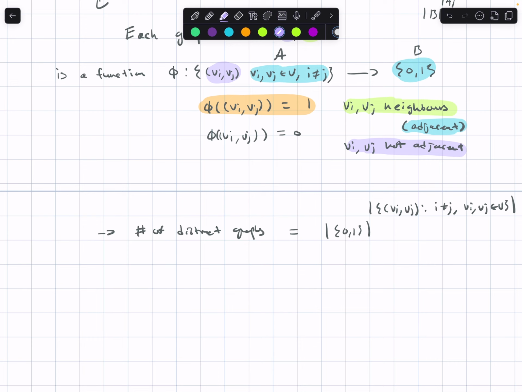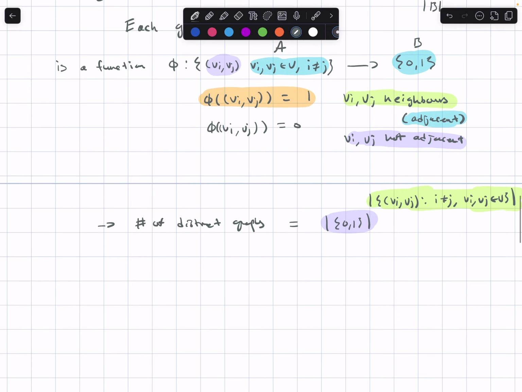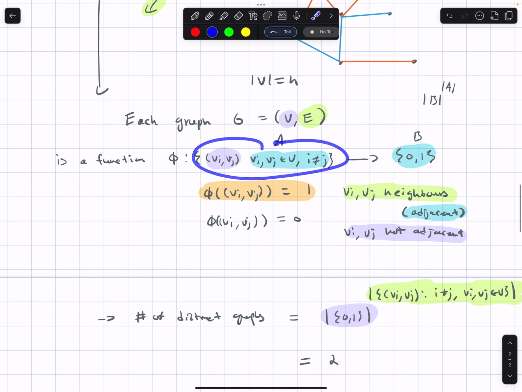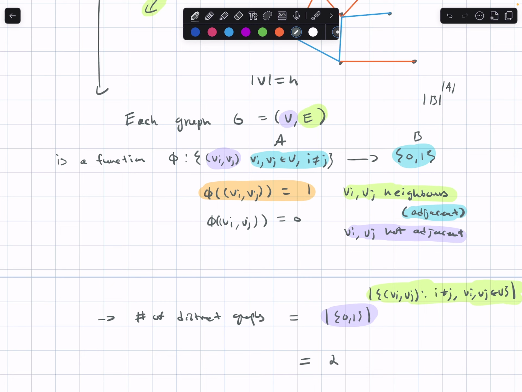And I probably should have just assigned a letter to that, like S or something, so I wouldn't have to write it out again. But the question is, what is the size of this set? I know this one is 2, right? The size of the set {0, 1} is 2. This is 2 to the power of, well, what is the size of this set? How many pairs of distinct vertices?